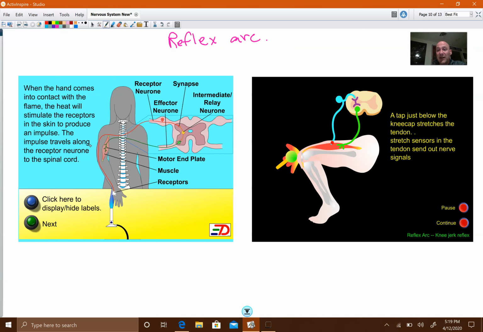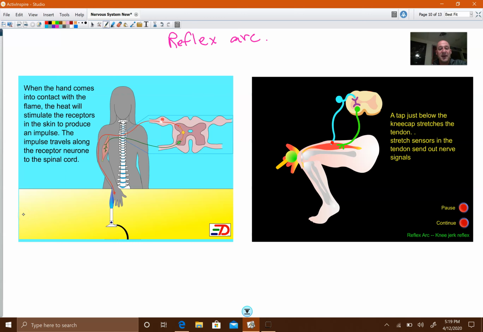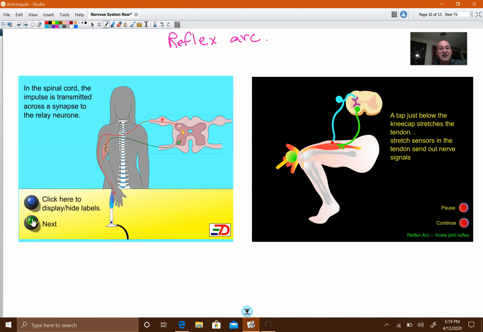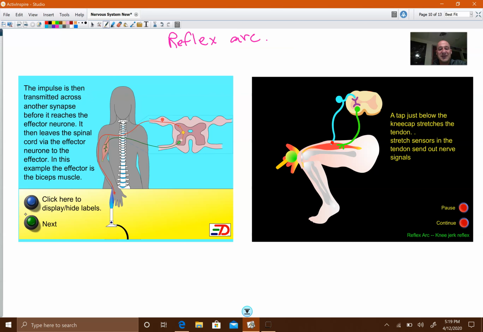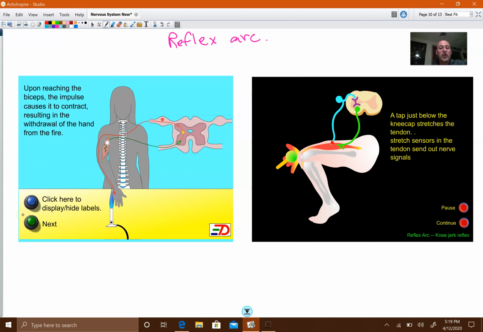A very quick decision is made because your brain doesn't decide anything, just your spinal cord. Watch what happens. There's the sensory neuron. It relays it to the intermediate neuron. There's the second synapse, which then relays the information to the third neuron, which is the motor neuron, which will now move the hand away. That happens within milliseconds.